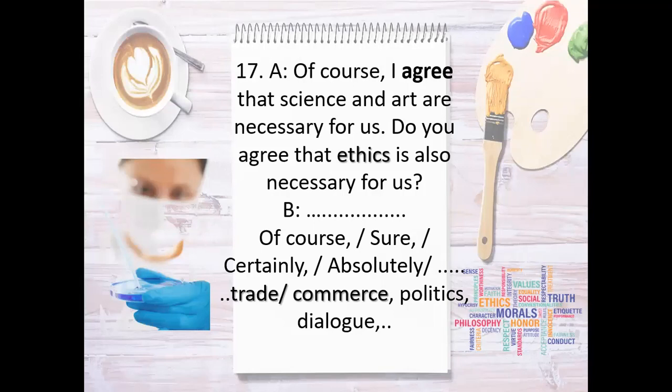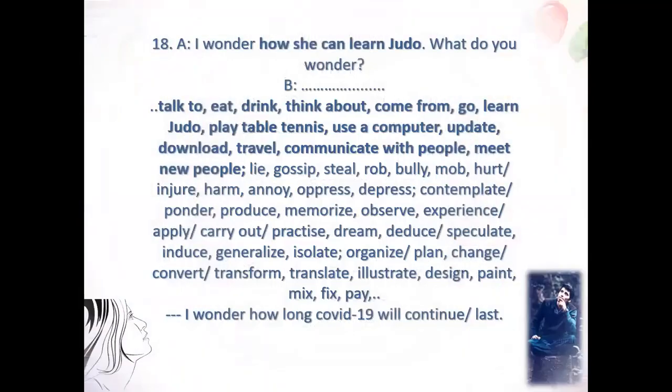We talk to the other people around us. Okay, what's it about? 18. Let's see what it's about. A, I wonder how she can learn judo. I wonder, I want to know. This is really important. I wonder it.